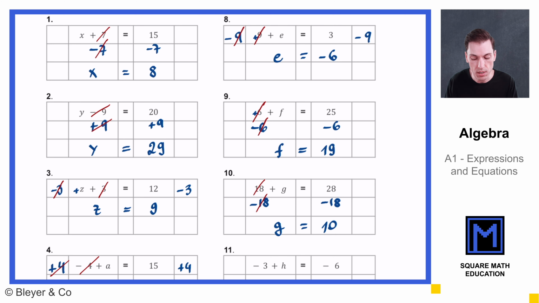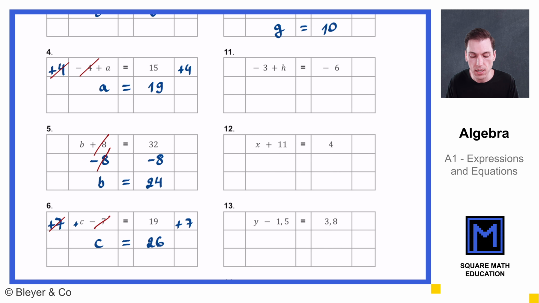And we're moving on. Negative 3 added to H is negative 6. The opposite of subtracting 3 is adding 3. So let's add 3 on both sides of my equation. Minus 3 plus 3 cancel out. We have the variable H left. Minus 6 plus 3 is minus 3. Again, we got negative numbers.